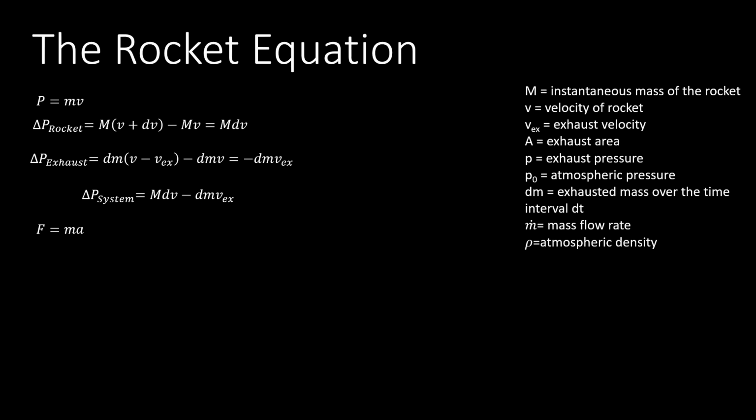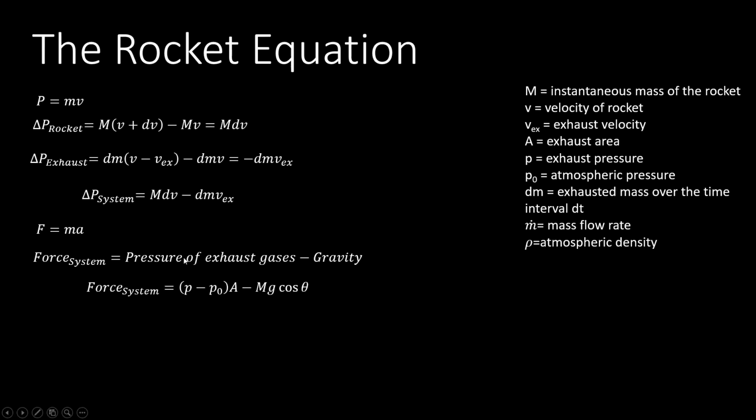The force on the system consists of the pressure of the exhaust gases and gravity. This may be mathematically explained and shown with the following equation, where we have the exhaust pressure of the gas, the atmospheric pressure kind of going back in on the gas, the exhaust area, and finally gravity with the angle of the rocket.